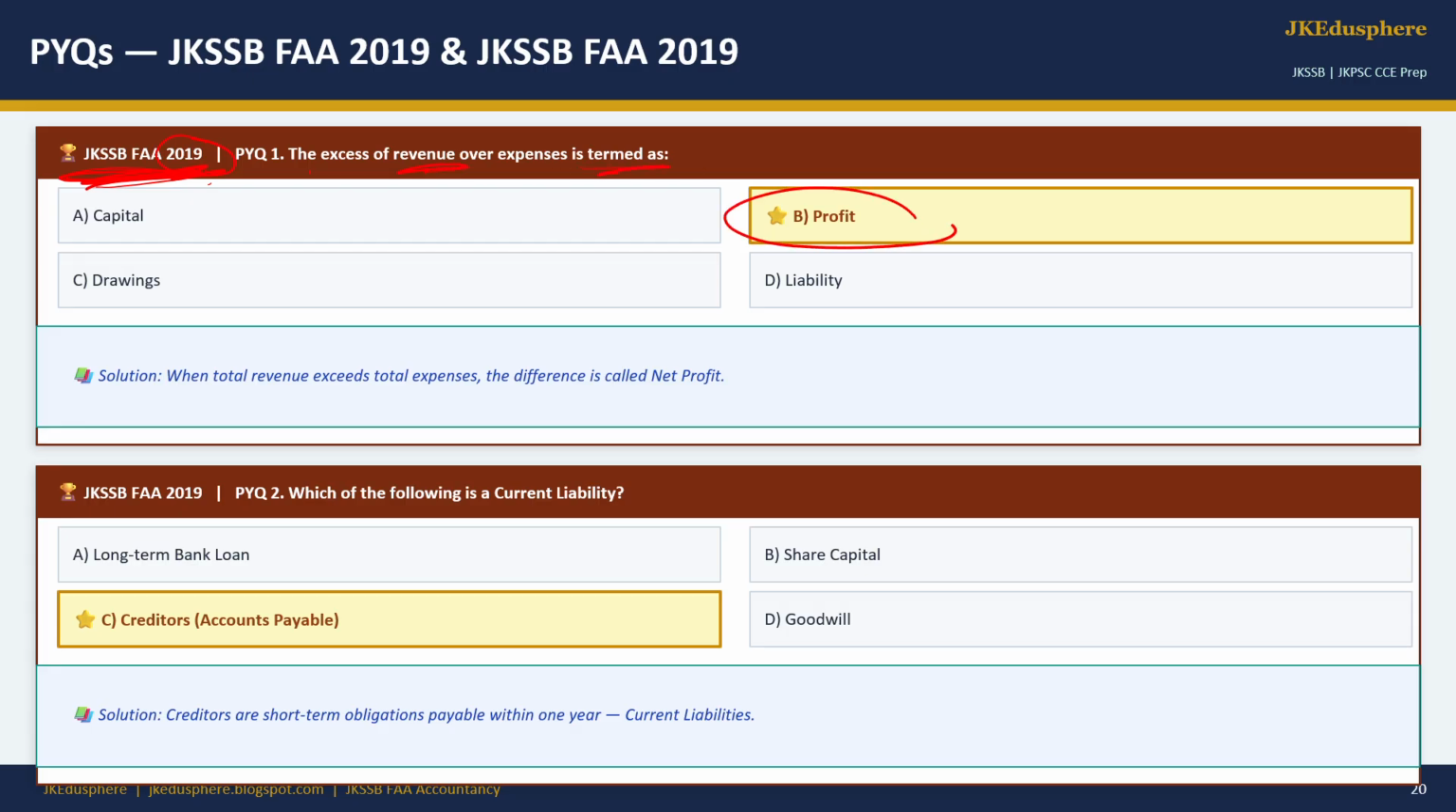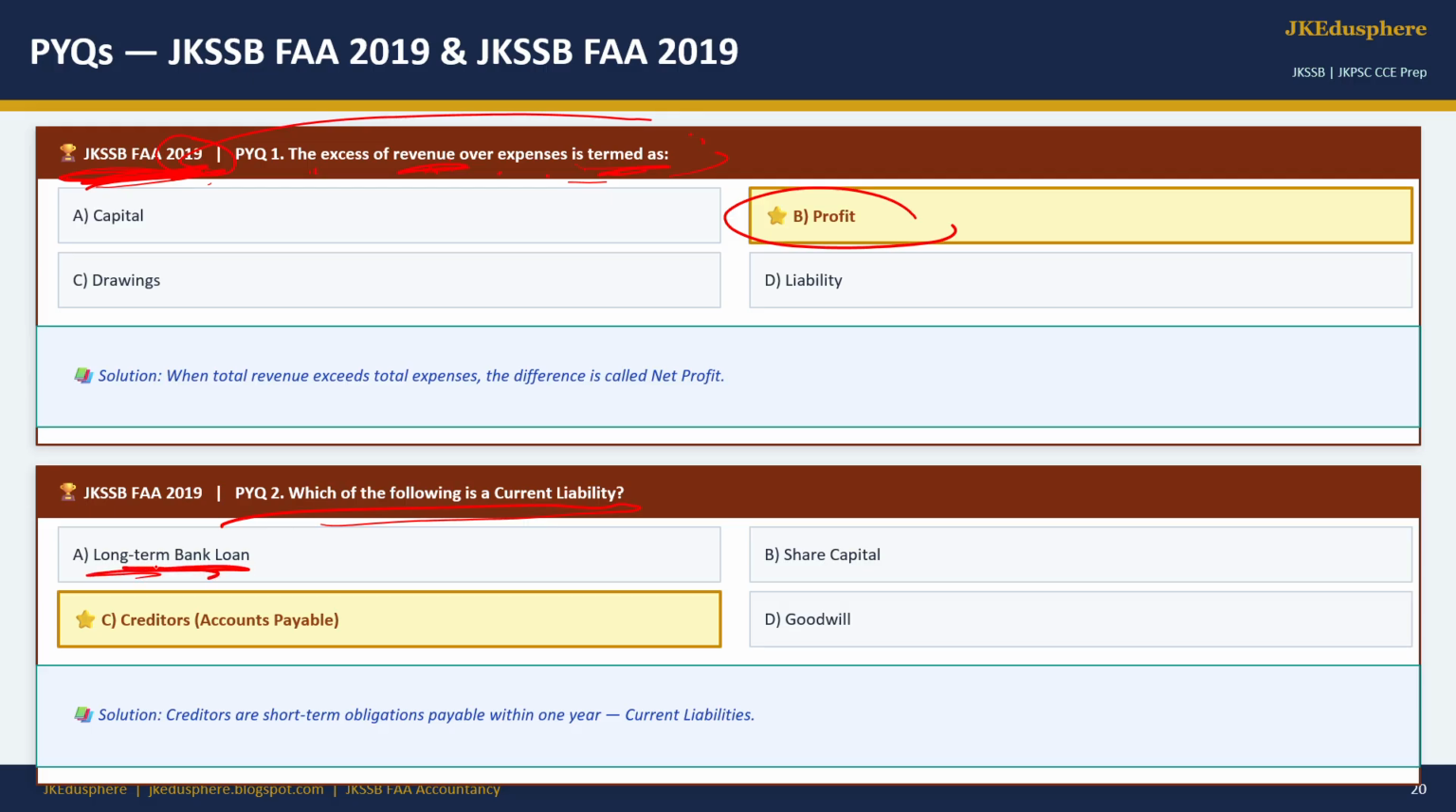I'm not sure about the year, but the excess of revenue over expenses is termed as profit. We have seen it in the lecture itself. The excess of revenue is called profit, but the excess of expense over revenue is termed as loss, right?